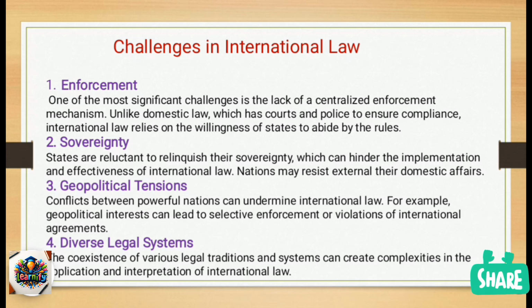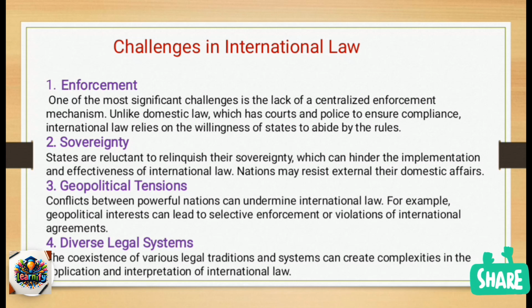Sovereignty. States are reluctant to relinquish their sovereignty, which can hinder the implementation and effectiveness of international law. Nations may resist external interference in their domestic affairs.